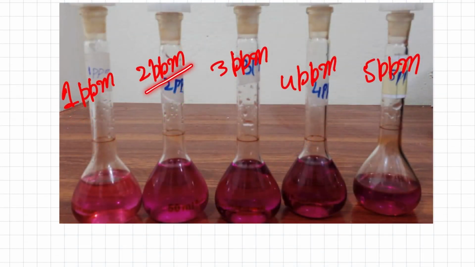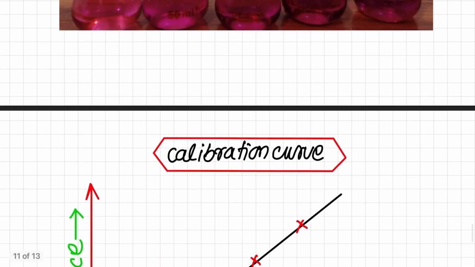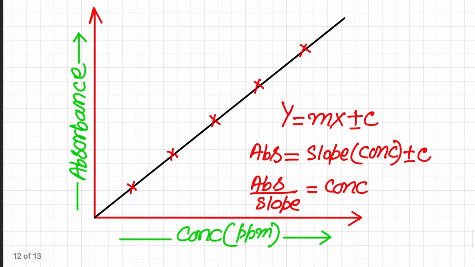These are the standard solutions that we have prepared. This is the 1 ppm solution, this is the 2 ppm solution, this is 3 ppm, this is 4, and this is the 5 ppm solution. So all these are standard solutions, and we have obtained the calibration curve of these solutions. So now we will focus on what the calibration curve is.